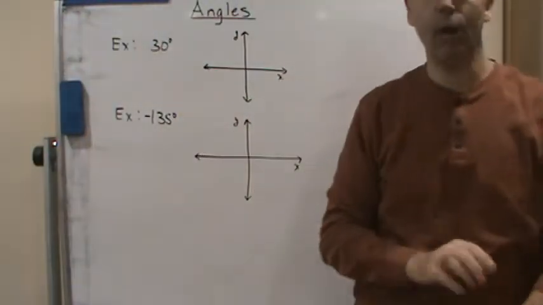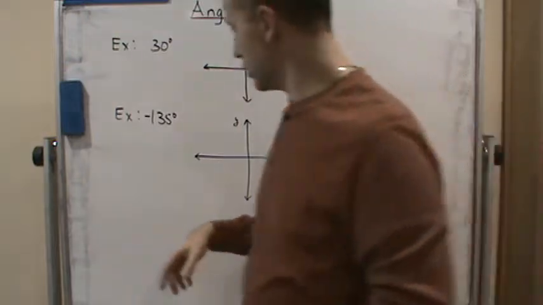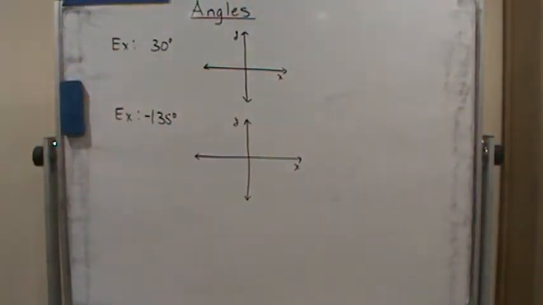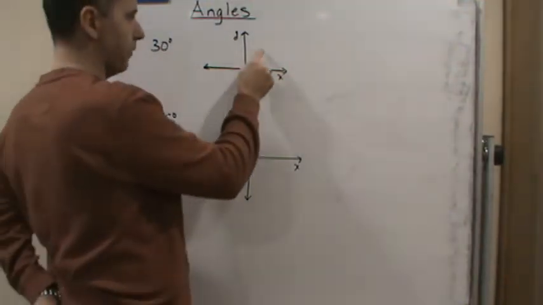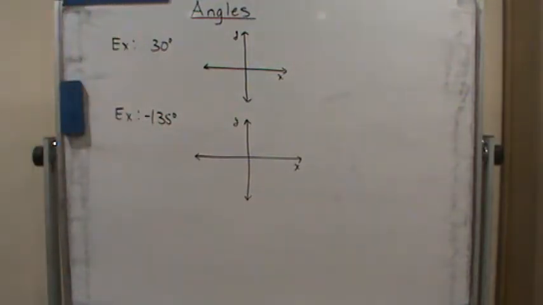Okay, welcome back. Now what we're going to do is some examples of sketching angles. So the first one, we want to sketch a 30-degree angle. We already know a 30-degree angle is going to be in the first quadrant, right? But whereabouts?